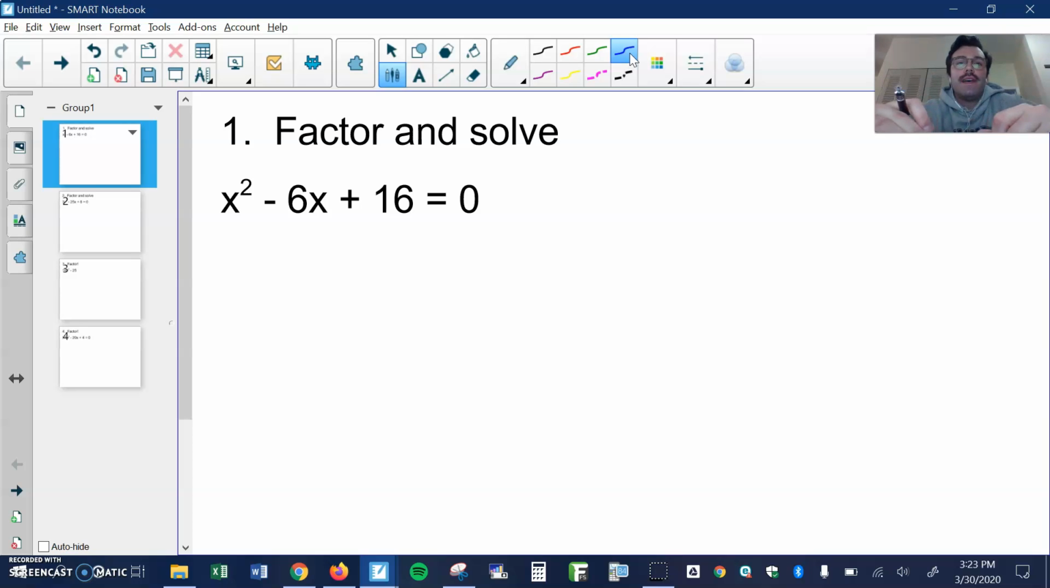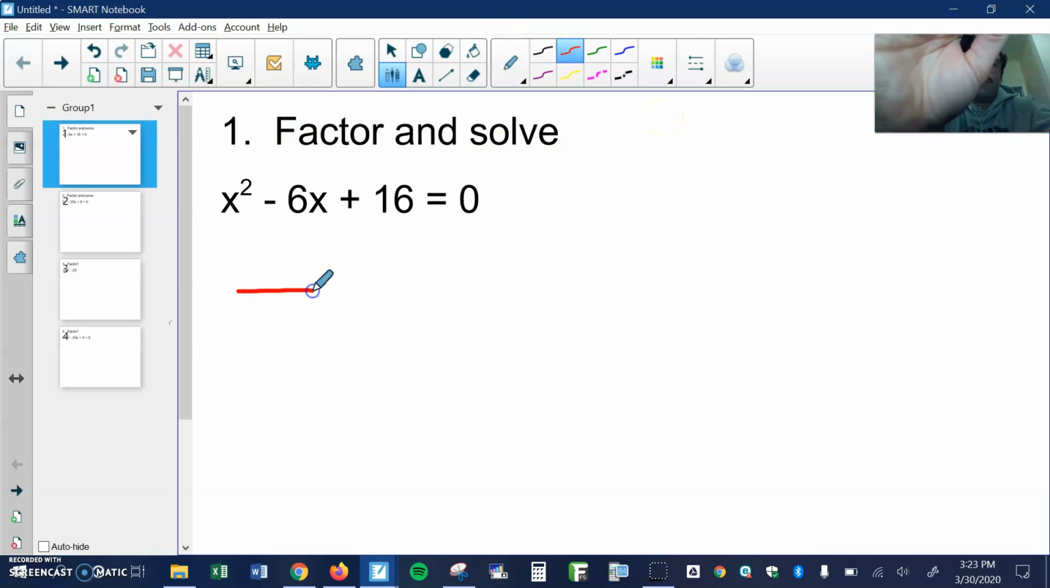All right. So the first question asks us to factor and solve. The first question we have to ask ourselves when we factor: is there a greatest common factor? Well, lucky for us in this problem, there is not, or maybe unlucky for us. I don't know. Since we all heart math, we want to factor and solve this one.